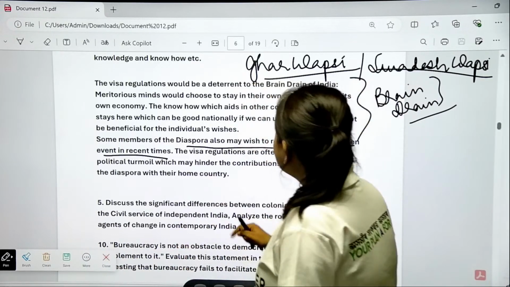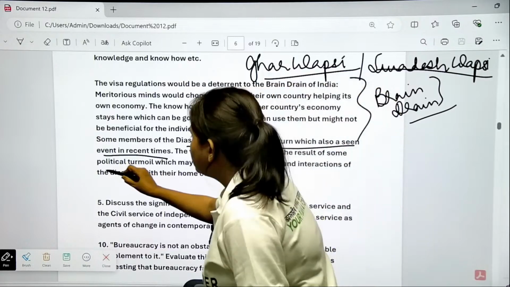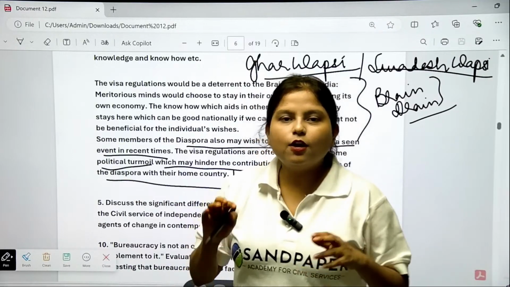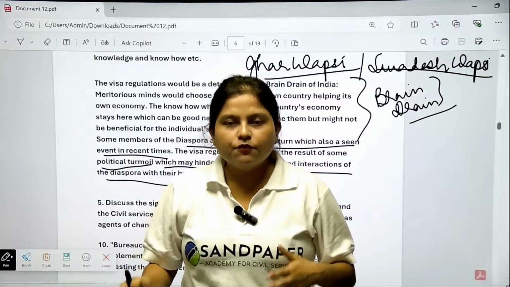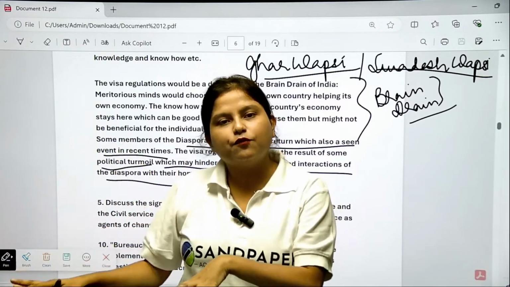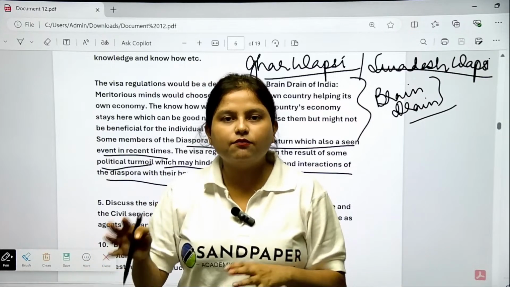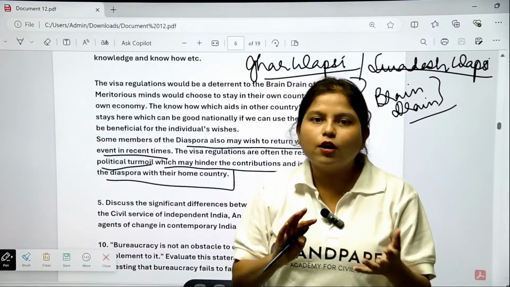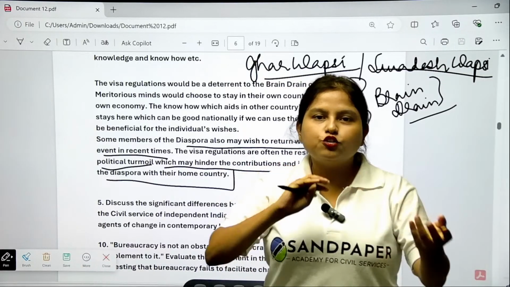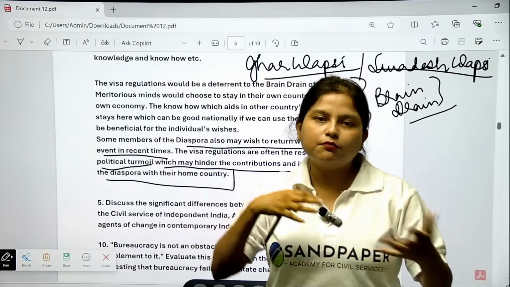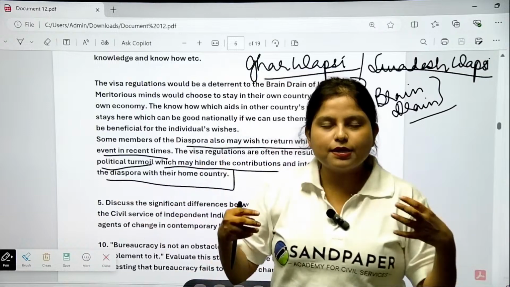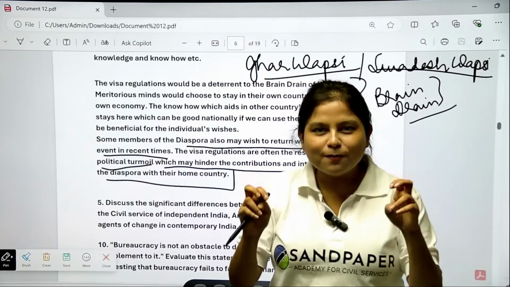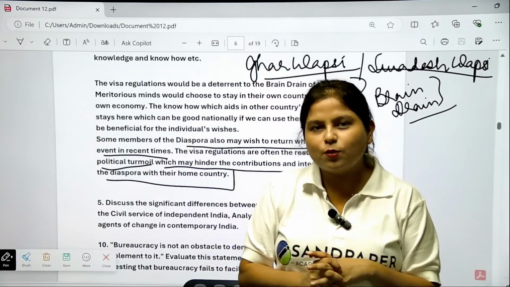So in this question, the visa regulations are often the result of some political turmoil which may hinder the contributions and interactions of the diaspora within their own country. For example, tomorrow I go to the US, I have settled there for 20 years, I love my country, but there is some reason why the US is not liking India. If I show too much solidarity with my country, there might be some backlash to me. There is social deterrence, peer pressure. If the whole society is not liking India in the US, and if I show that I like India, there might be trouble for me.